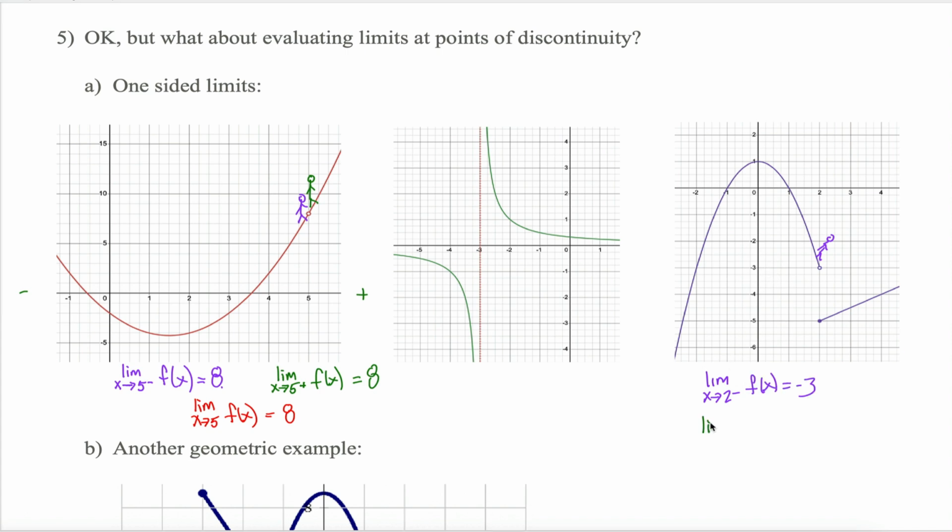But the limit as x approaches 2 from the positive side is talking about the hiker who's coming in on this direction, and when this hiker gets really close to an x value of 2, he's standing way down here. He's getting close to a height of -5.